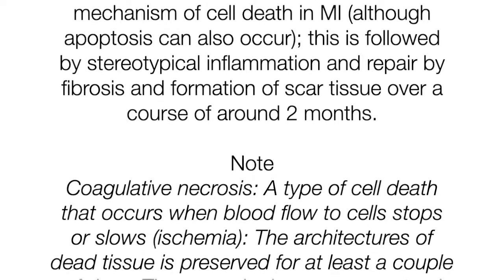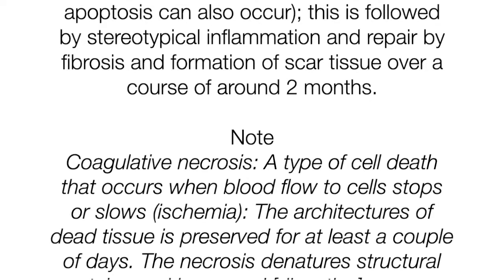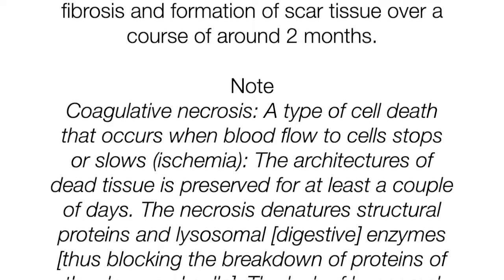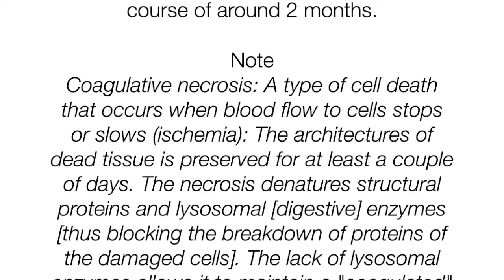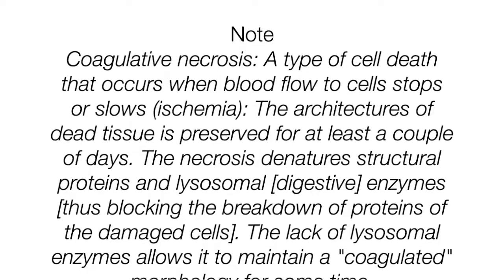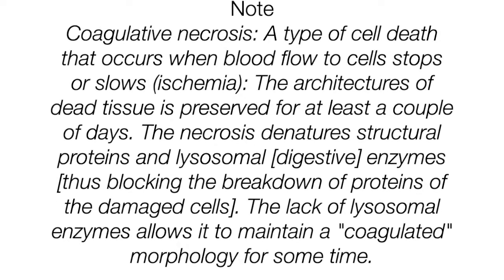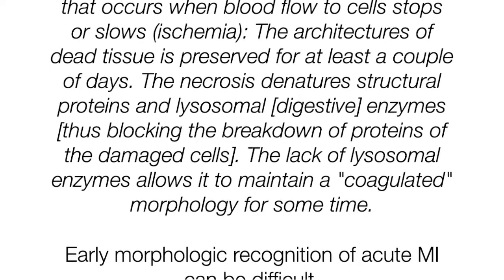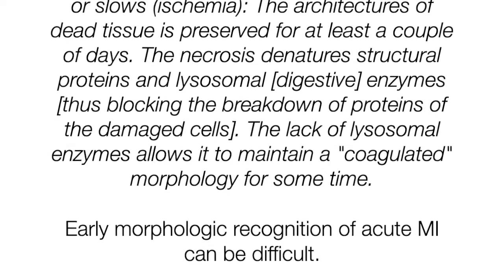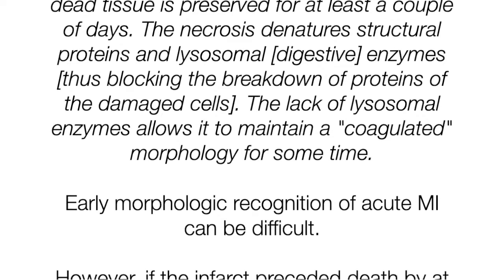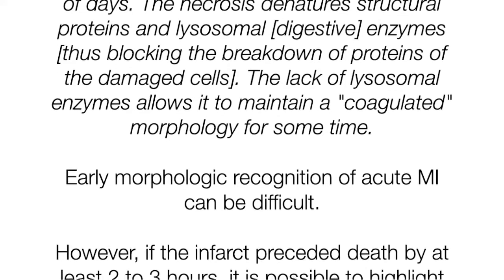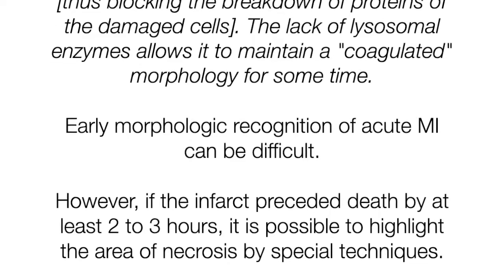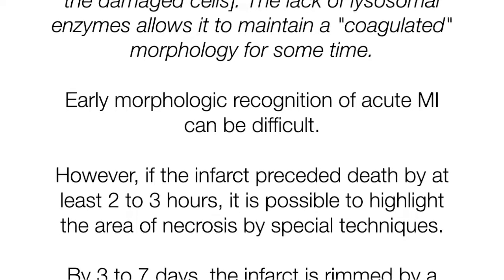Note: coagulative necrosis. An explanation: a type of cell death that occurs when blood flow to cells stops or slows, that is ischemia. The architecture of dead tissue is preserved for at least a couple of days. The necrosis denatures structural proteins and lysosomal, that is digestive, enzymes, thus blocking the breakdown of proteins of the damaged cells. The lack of lysosomal enzymes allows it to maintain a coagulated morphology for some time.